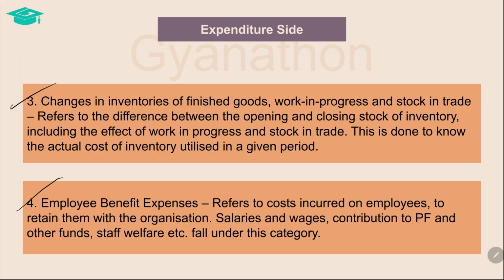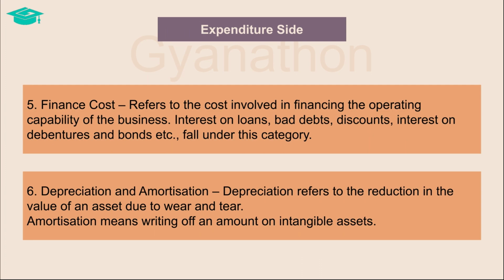The fourth item is employee benefit expenses. This consists of the cost incurred by the company on its employees to retain them with the company. This includes salaries and wages paid, contribution to PF and other funds, staff welfare expenses, etc. The fifth item under expenditure is finance cost. This includes all the costs that are incurred to finance the operations of the business. These include expenses like interest on loans, bad debts, discounts, interest on debentures and bonds, etc.